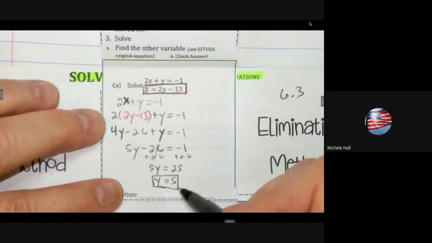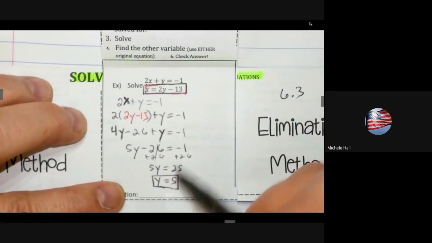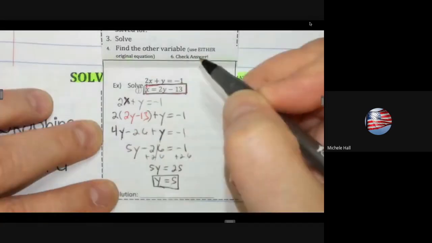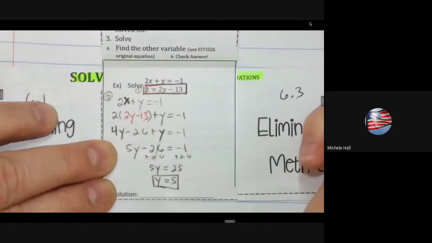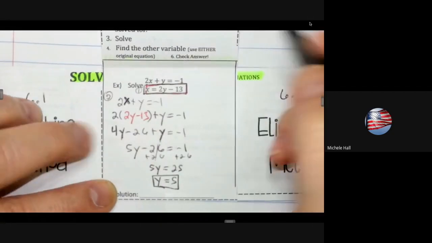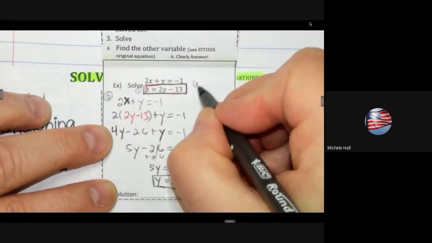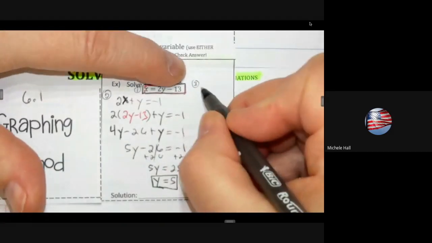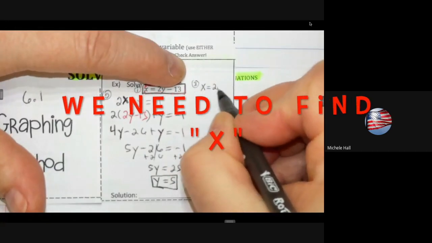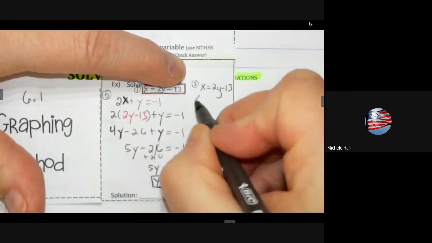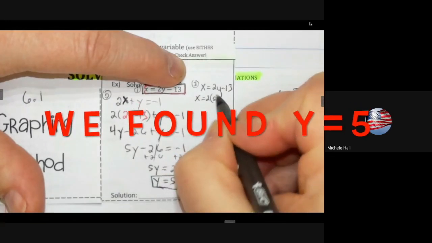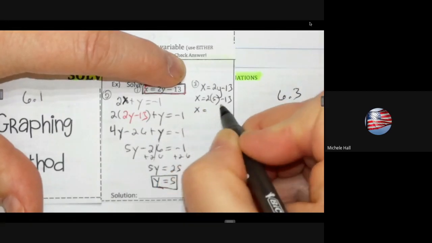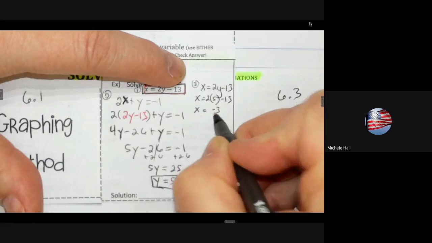Now that I know what y is, I'm going to substitute this back into the equation that I boxed. This was step one. This is step two. And now I have step three. It says that x equals 2 times y minus 13. So x equals 2 times 5 minus 13. X equals 10 minus 13 is negative 3.